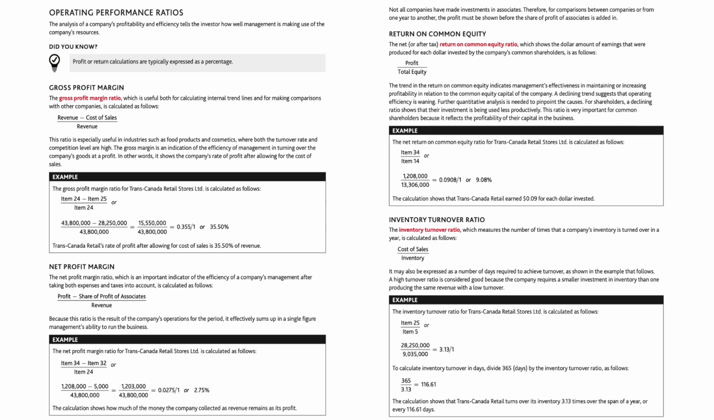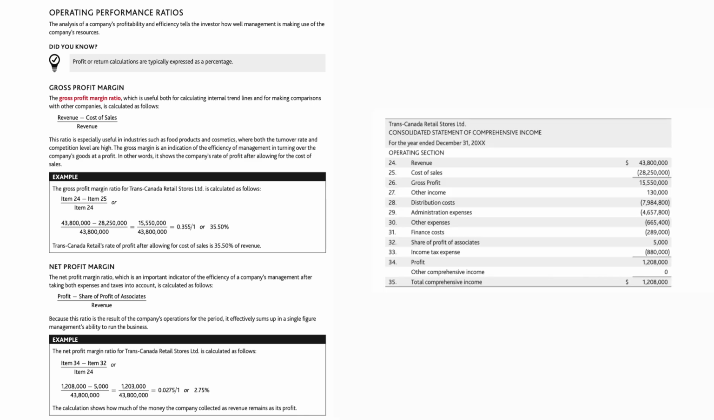This ratio is especially useful in industries such as food products and cosmetics, where both the turnover rate and competition level are high. The gross margin is an indication of the efficiency of management in turning over the company's goods at a profit. In other words, it shows the company's rate of profit after allowing for the cost of sales. Here's an example. The gross profit margin ratio for TransCanada Retail Stores is calculated as follows: item 24 subtract item 25 divided by item 24. The TransCanada Retail Stores rate of profit after allowing for cost of sales is 35.5% of revenue.